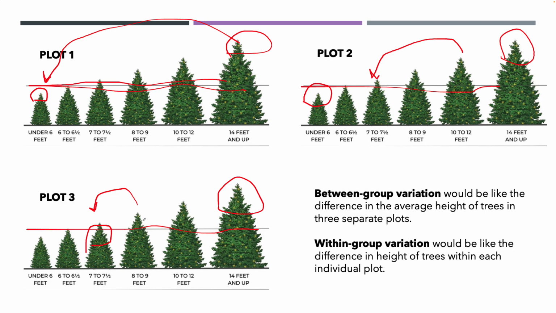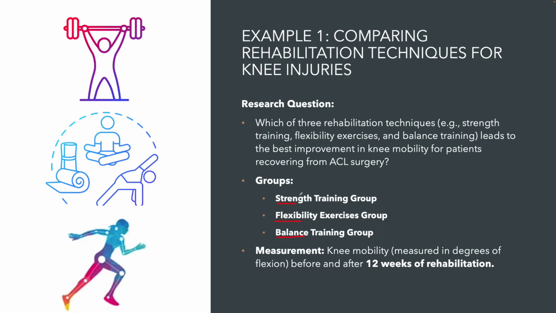And if I look at, what was the other one? Flexibility? I forgot if I said flexibility or balance. Regardless, whatever my third training modality is, there's going to be variations within this training modality, which will change the mean, right? So this is what I'm looking at. So in this particular case, knee mobility measured in degrees of flexion before and after 12 weeks of rehabilitation. So that's what I'm looking at here.